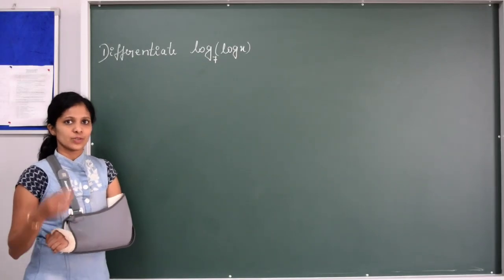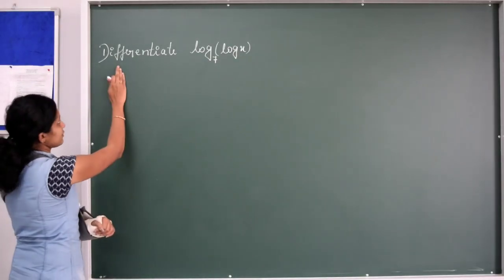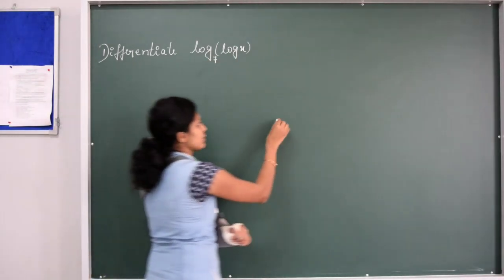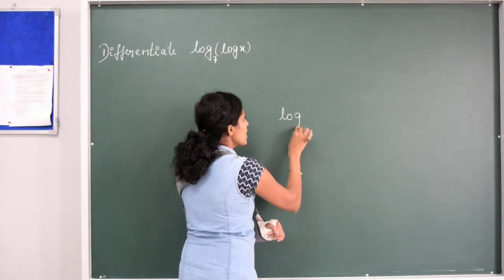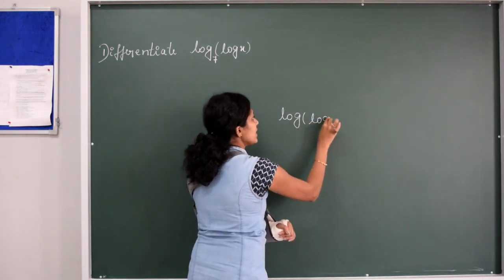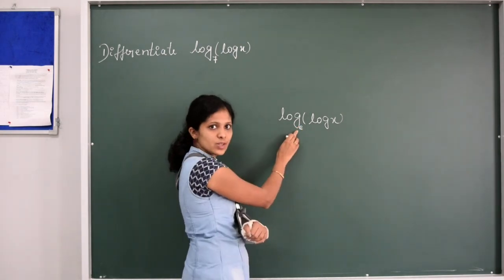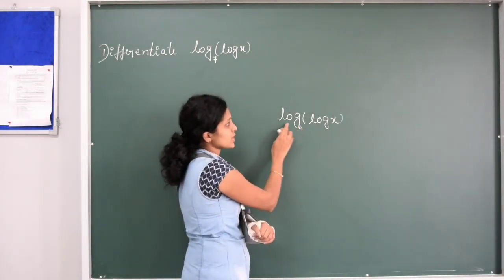Some extra problems of derivatives. See the question here: differentiate log of log x to the base 7. So far we have differentiated functions of the form log of log x, where nothing was given and the base of the function was e. So directly we can differentiate log of log x.